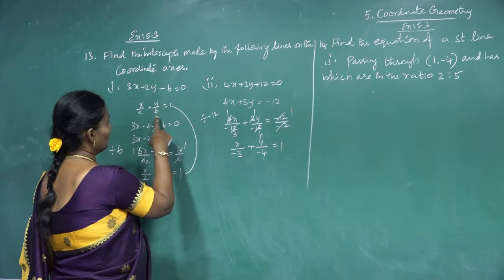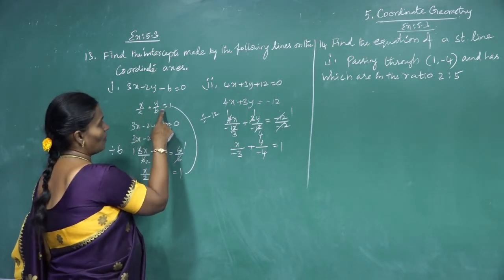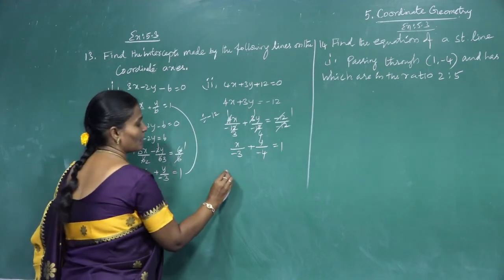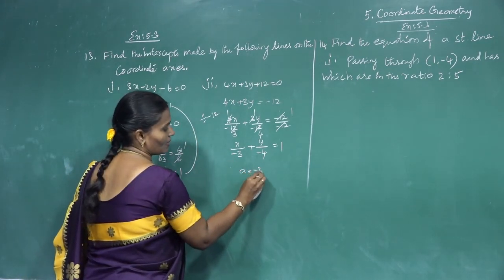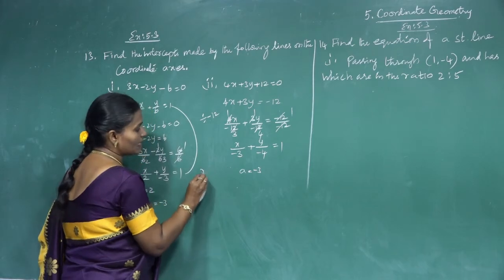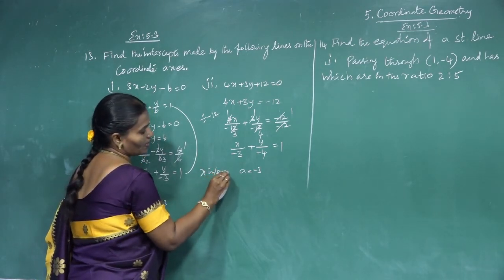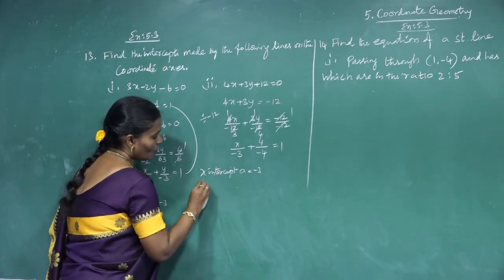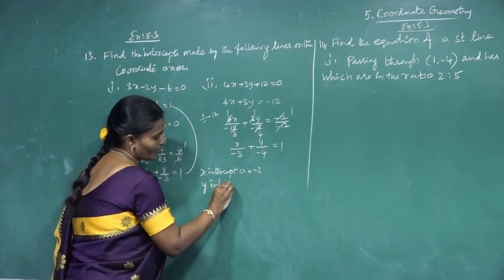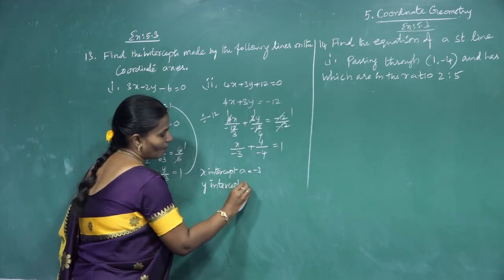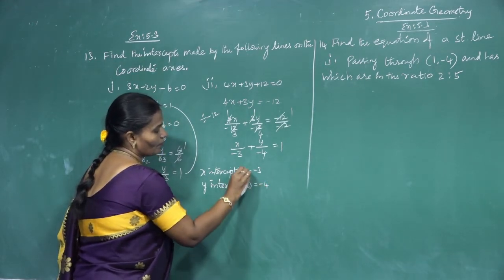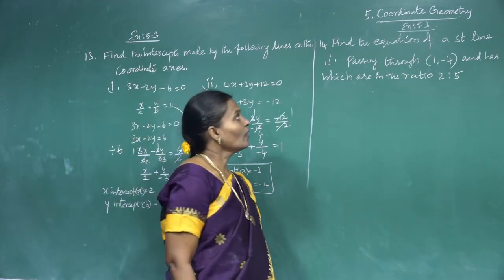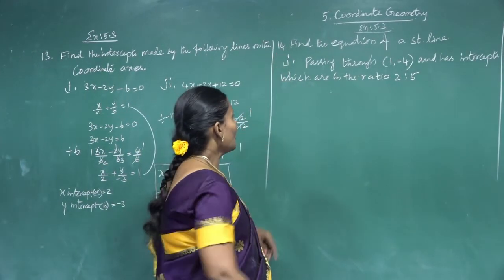Now compare x by a plus y by b is equal to 1 with this. What is the value of a here? Yes, a is equal to minus 3. What is a? a is the x-intercept. What is b here? That is the y-intercept. b is equal to minus 4. This is the answer. Understood children? Now we see the 14th one.